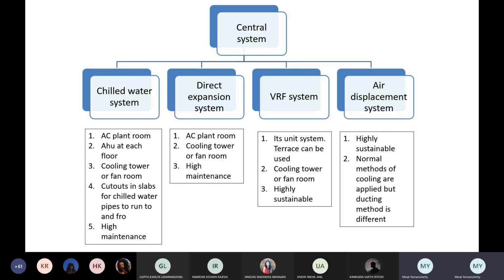What happens in a direct expansion system is I again require an AC plant room. I again require a cooling tower but I don't require an AHU. Now what happens here, please understand. Try to remember the second diagram that I showed you today, where I showed what happens at the floor level, what happens at the basement and what happens at the cooling tower level. In that diagram, please go back and see the blue box and the yellow box, that was the condenser and the evaporator. Now imagine this evaporator box is placed in the AC plant room.